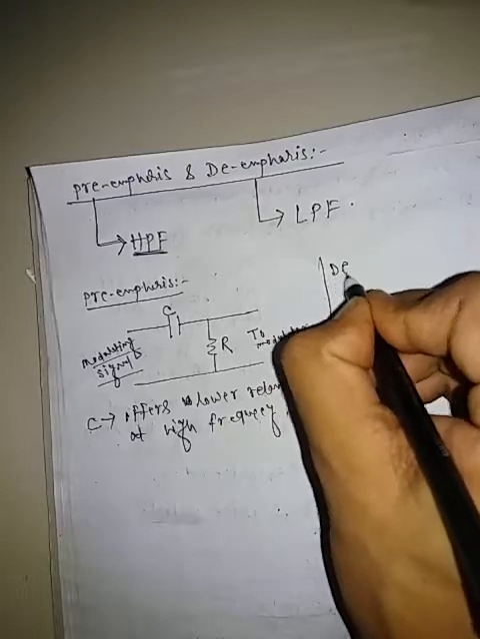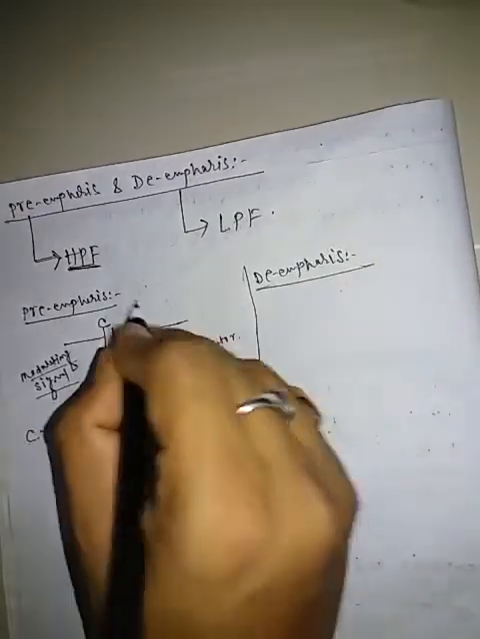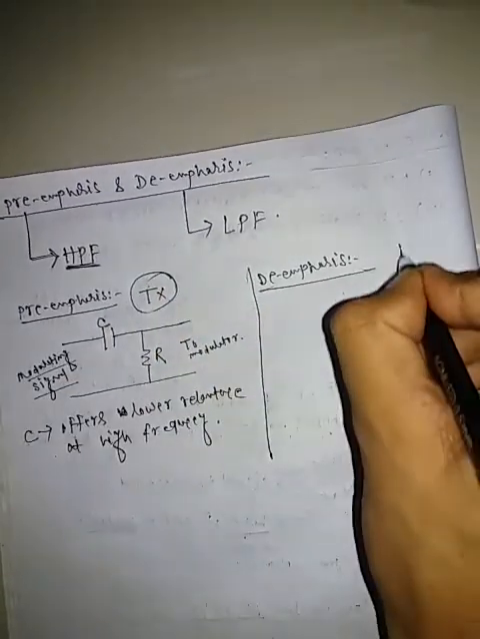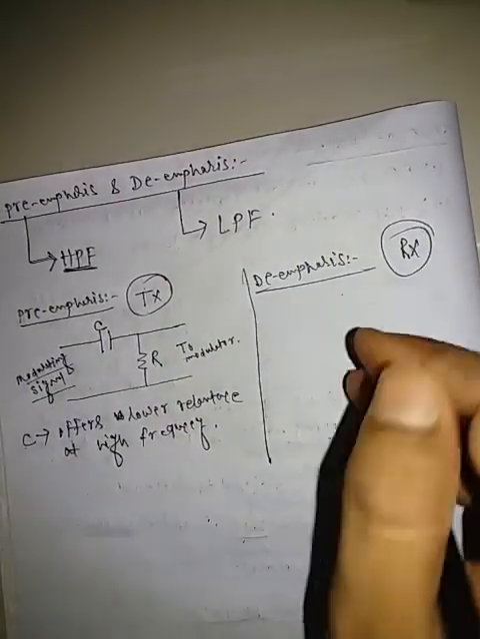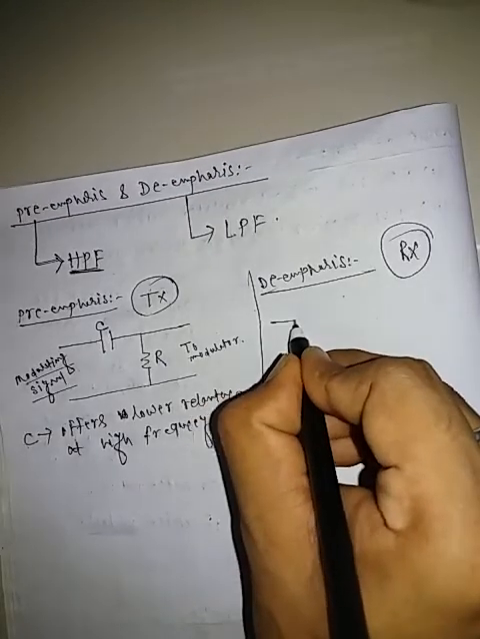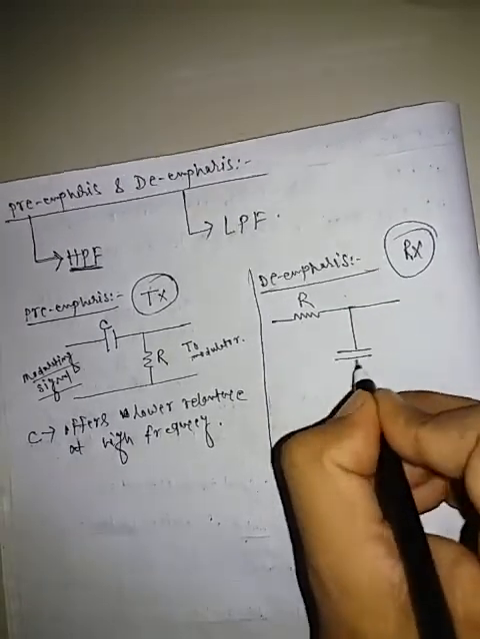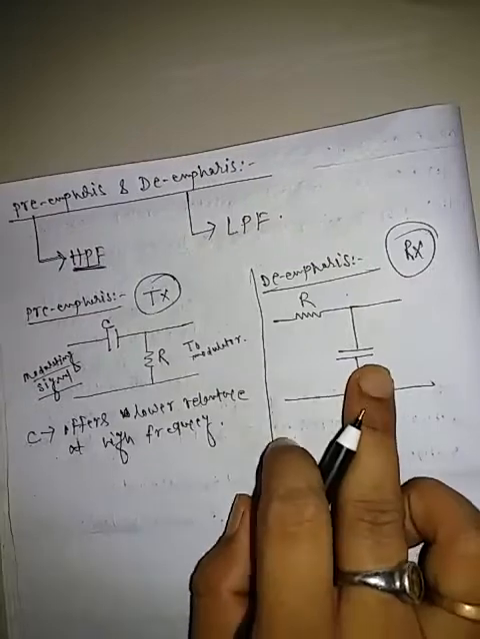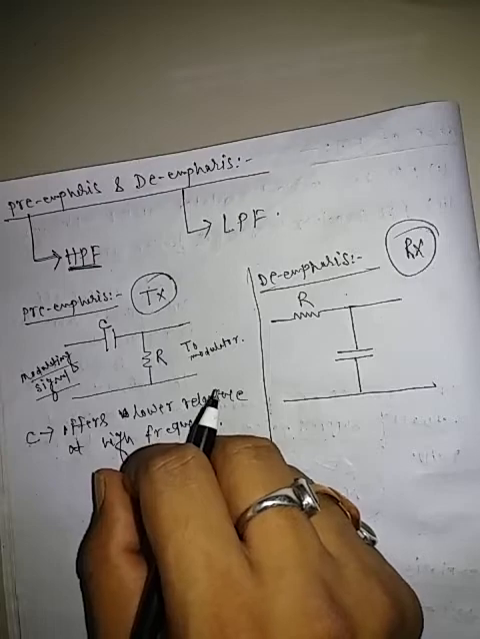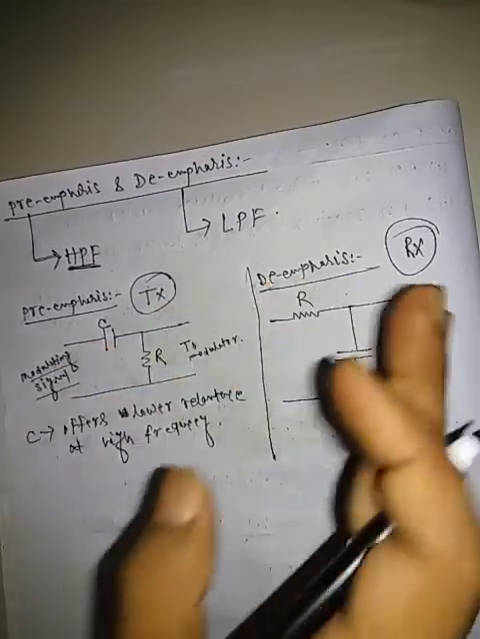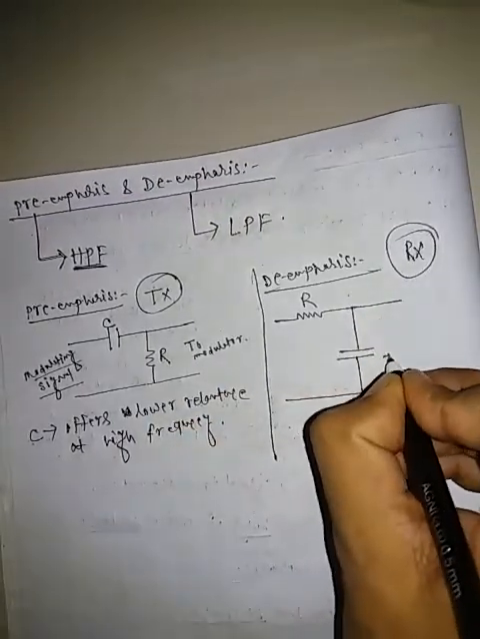And next is the de-emphasis circuit. Pre-emphasis is used in the transmitter and the de-emphasis circuit is used in the receiver. It is used after the demodulation. So it is basically a low pass filter. Low pass filter means the series component is a resistor and the parallel component is a capacitor. So this is the opposite of a high pass filter, called a low pass filter. This is the resistance R and this is the capacitor C.